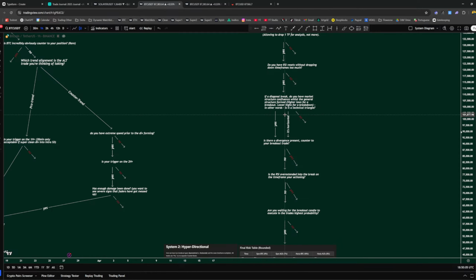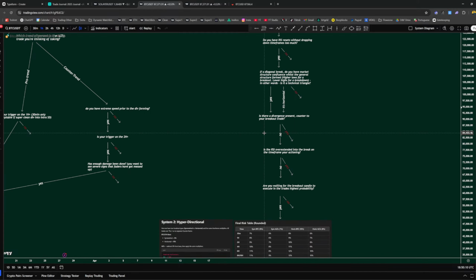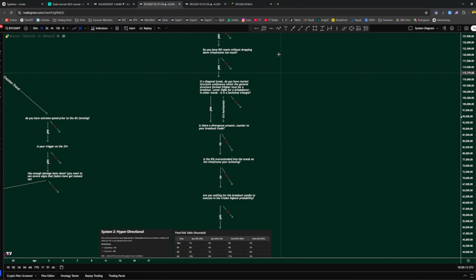But obviously you can be taking horizontal breakout trades as well, either or. That leads you to the next gate, which is: is there a divergence present counter to your breakout trade? Very simply, we don't want to be taking a breakout trade to the upside as price makes higher highs here and the oscillators make lower highs. We don't want to be taking moves into divergences that are counter to our position.